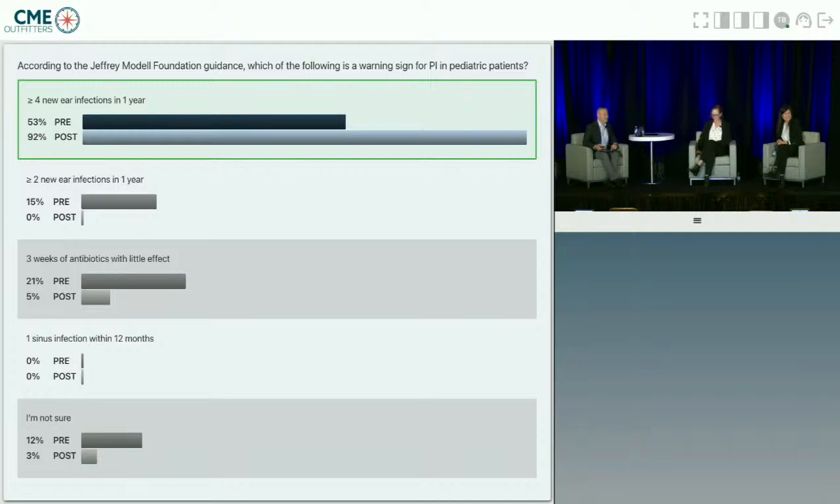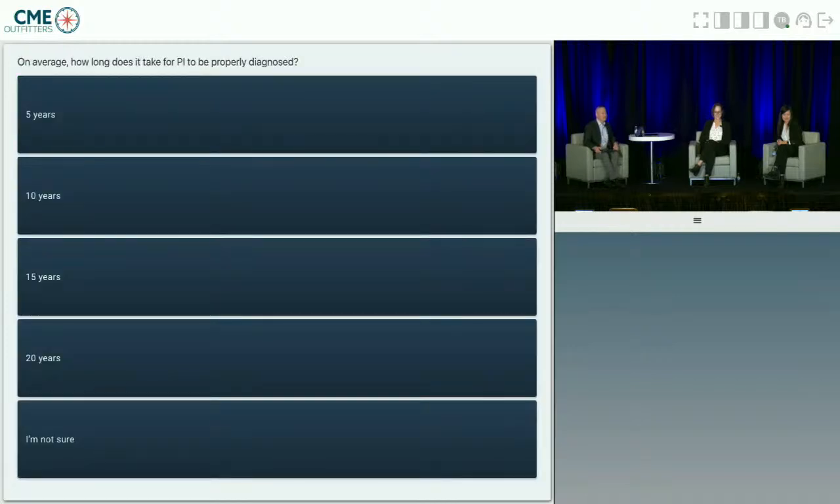Looks like everyone got that right. So doing much better post-test. 4 new ear infections in 1 year. Okay, next question. On average, how long does it take for PI to be properly diagnosed? 5, 10, 15, or 20 years? Or I'm not sure.